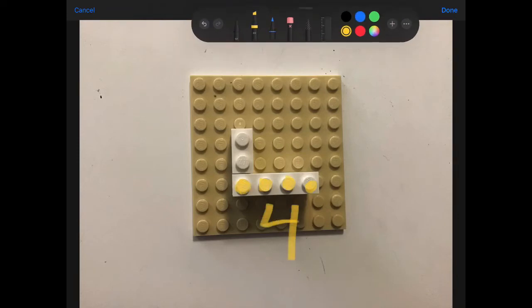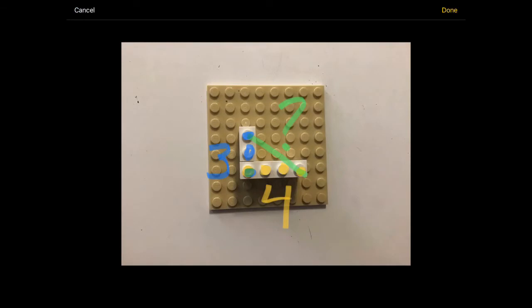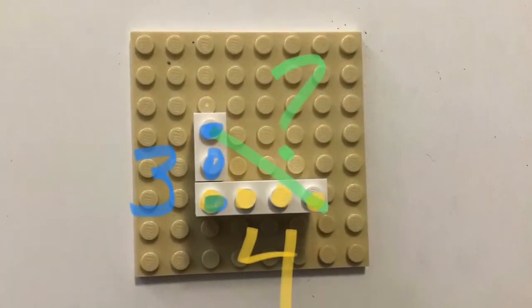One side of my angle is 4 dots, and the other side is 3 dots. So now I can draw in my mystery side. We're going to figure out how long that green side is.